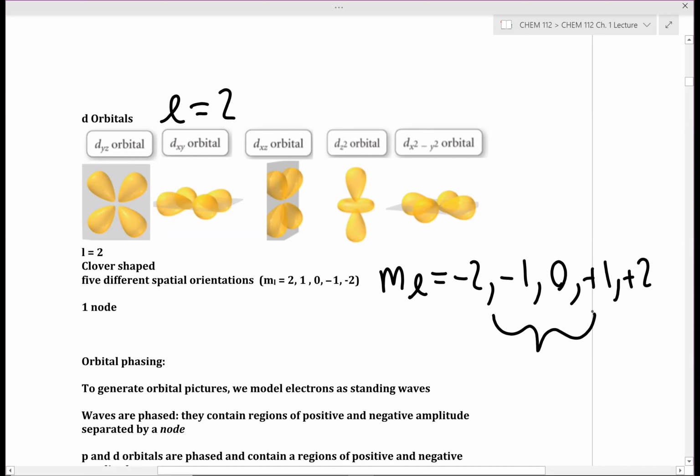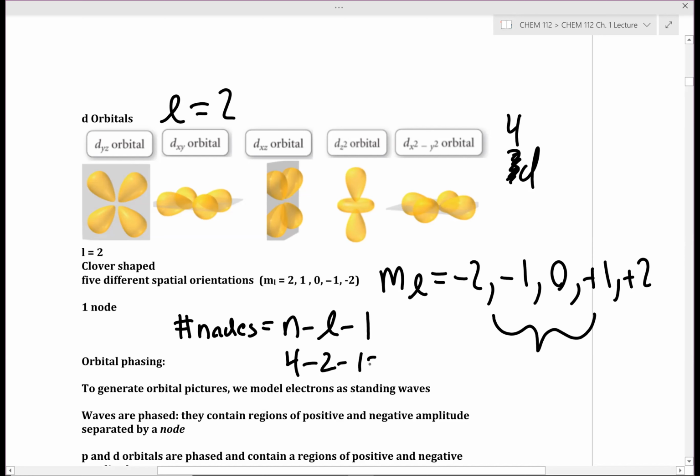So looking at this, let's take our node calculation. Our number of nodes is equal to n minus L minus 1. Let's suppose in this case we're looking at 3D orbitals. So we'd have 3. Let's look at the 4D orbitals. They're a little more interesting. So 4 minus 2 minus 1, and that gives us 1 node.